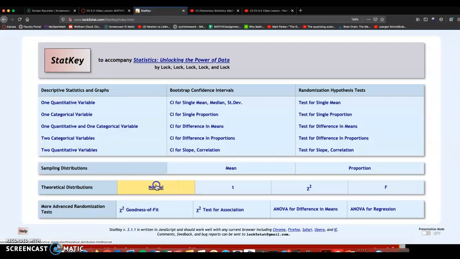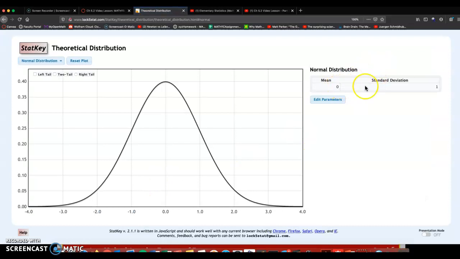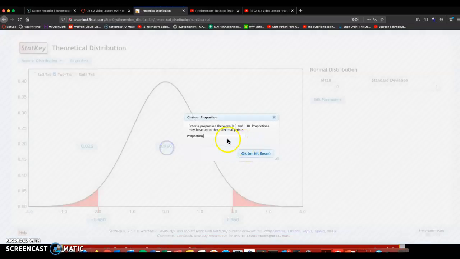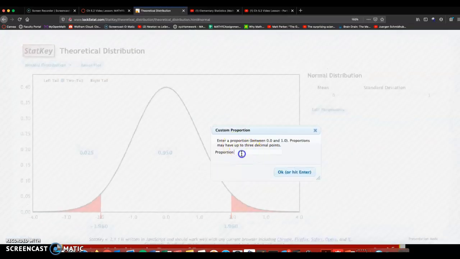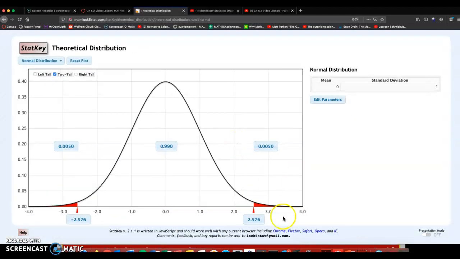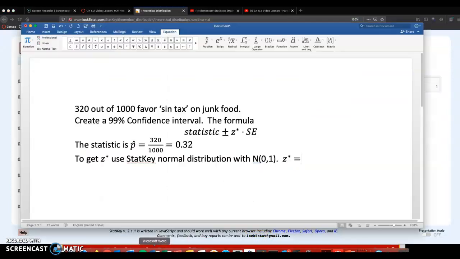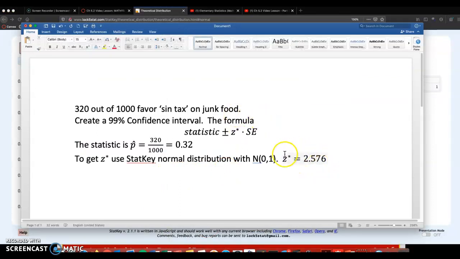Here I'm in the normal distribution. But if you're in the main screen, click on that normal. Make sure the mean and standard deviation are 0 and 1 respectively. Click on two-tail, always two-tail for confidence intervals. And the center area, the center region, should be the proportion we're looking for, and that's 99%, 0.99. Click OK. And mine's going to be 2.576. Right here, 2.576 is my Z-star.